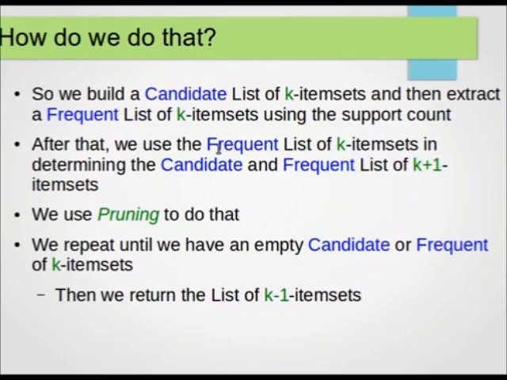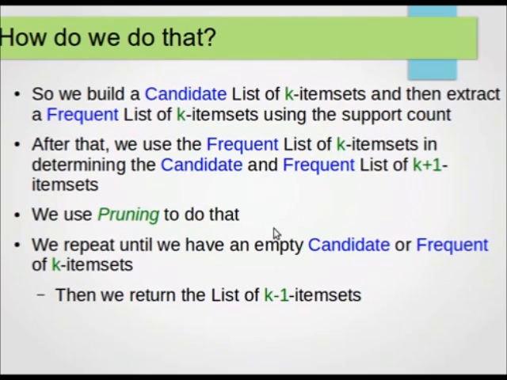After that, we use the frequent list of k item sets, after we extract it, to determine the candidate and frequent lists of k plus 1. As we mentioned, we increase the size always by 1 at each iteration, and then we use pruning in the middle of this step of determining the candidate and frequent list of size k plus 1 from the frequent list of size k.